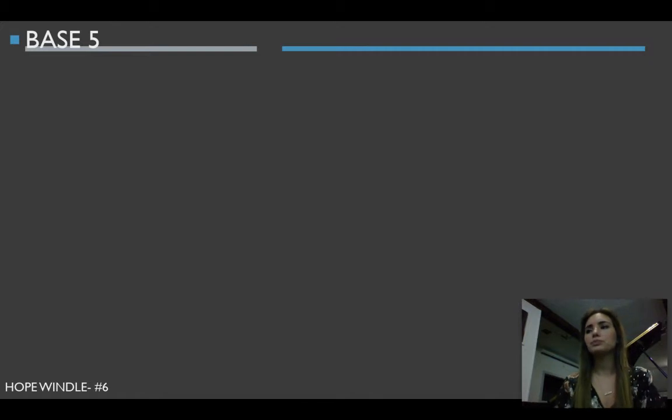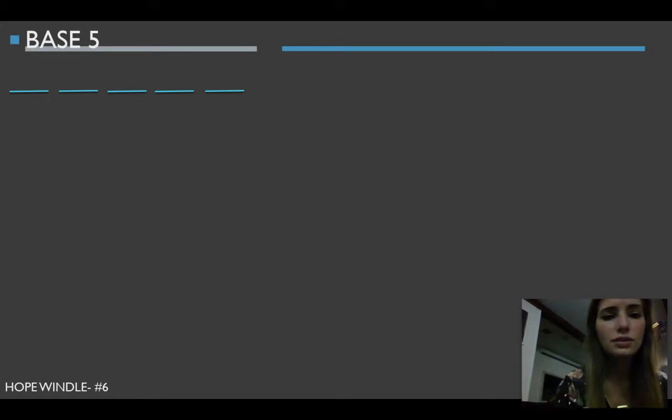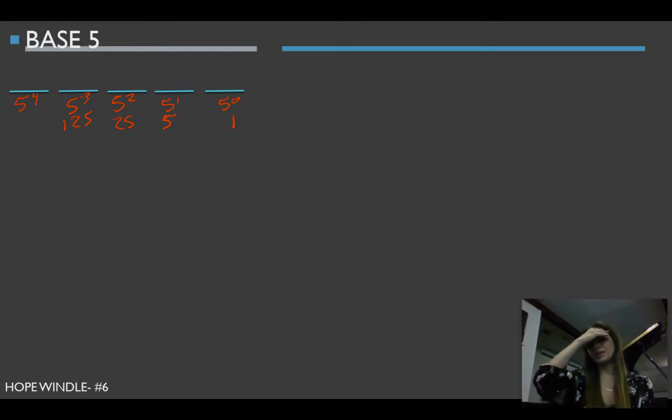And so when we're thinking about base 5, we are going to be thinking in exponents of powers of 5. And I lost my little stylus. Here we go. Okay, so this is going to be our 5 to the 0 power, 5 to the 1, 5 to the 2, 5 to the 3, 5 to the 4. And this is going to represent 1. This is 5. And then we have 25. 125. Is it 6?